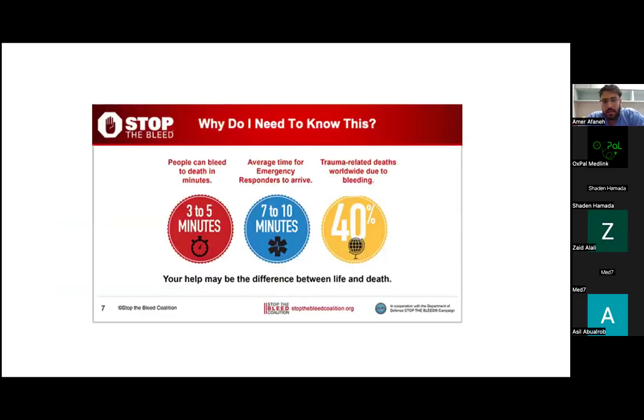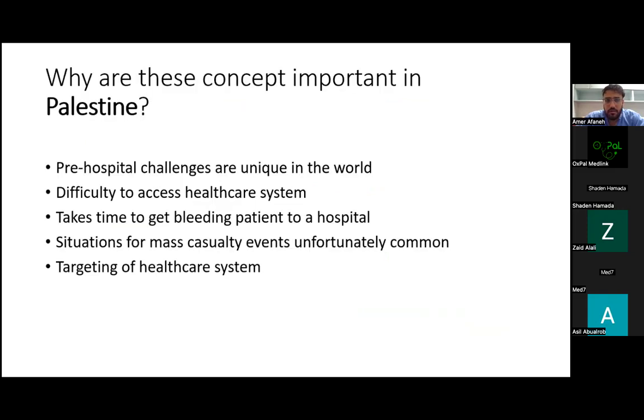So they typically say, in the Stop the Bleed course, when they teach it to the public, why is this important? Because somebody can die from bleeding to death within minutes. And in the United States, the average time for EMS response is 7 to 10 minutes. And if it's an unsafe environment, it's going to be longer than that. And trauma-related deaths from bleeding is very high. So this knowledge is very important.